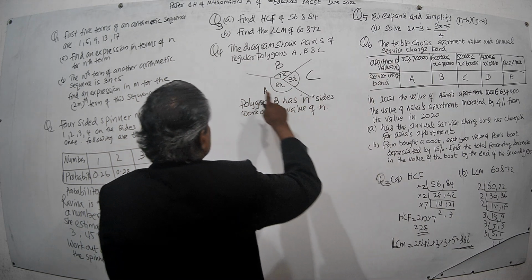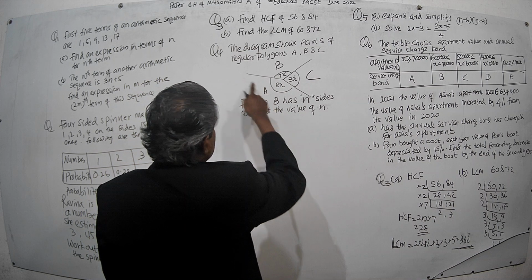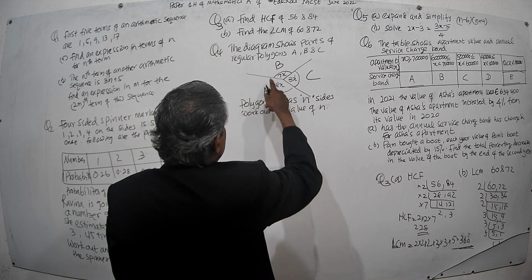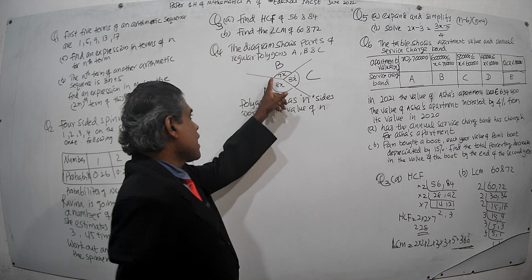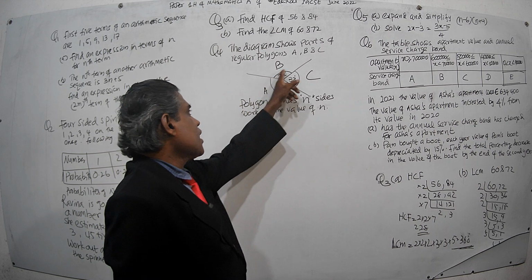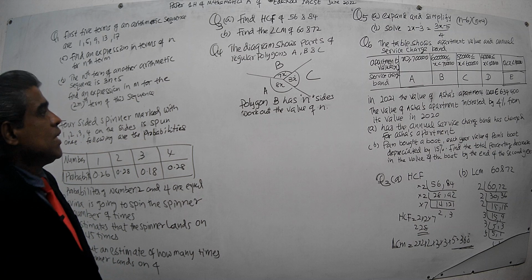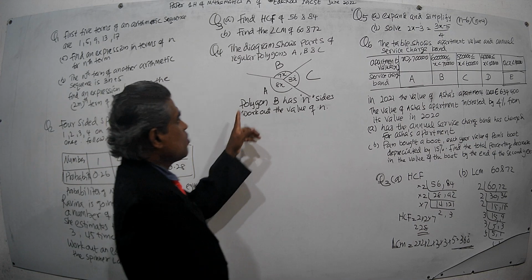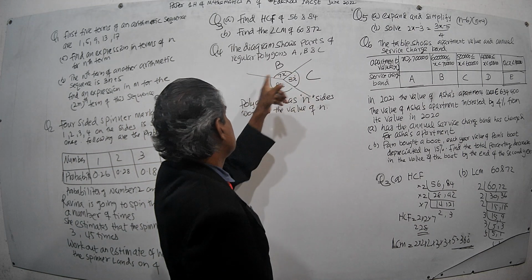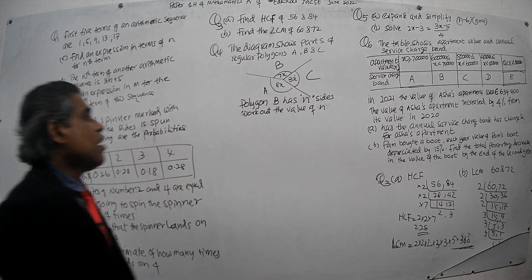There are some other sides. Then there's a regular polygon A. Two sides of that have been shown and one angle. This is an angle of regular polygon A, an angle of regular polygon B, an angle of regular polygon C. Polygon B has n sides. Work out the value of n.